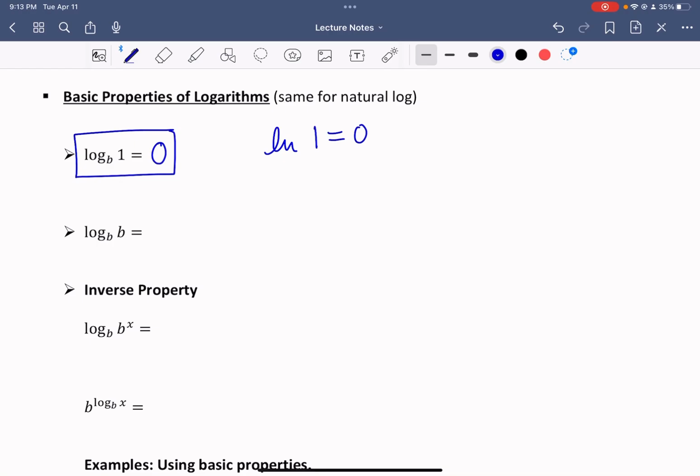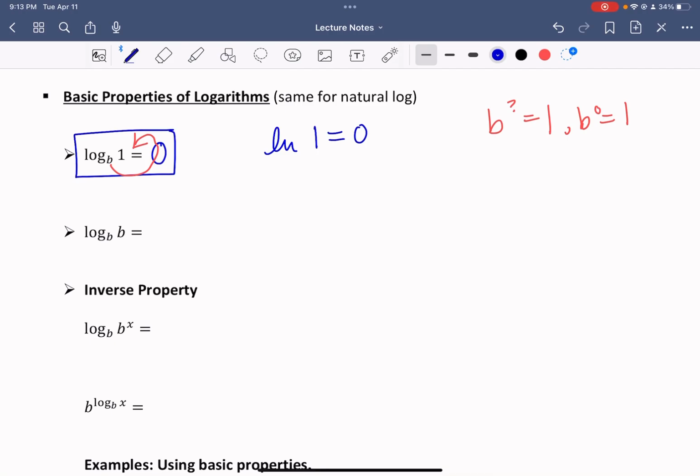Now, how does that work? Well, if I snailed this around, that would tell me b to some power would equal 1, and we know anything to the 0 power is 1. And we're using a generic b because it doesn't matter. So if I have log of 1, it's always going to be 0. Really quick question to know.